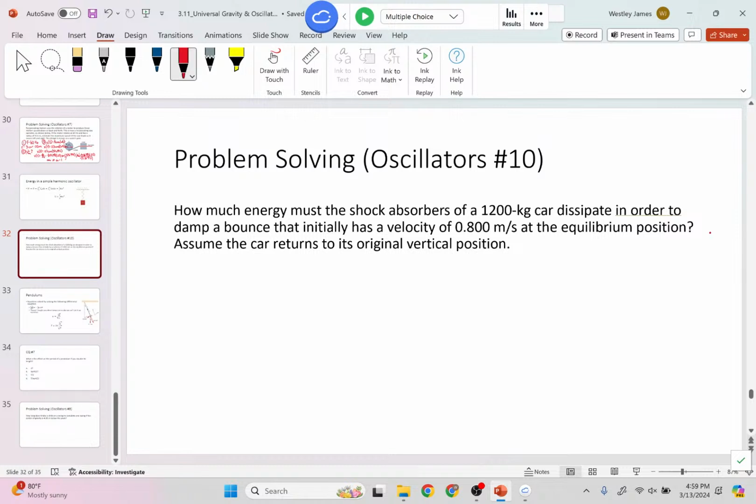That may be one way to solve it, but it's not the way I'm going to recommend. I'd actually have to think through if that works. So let's just write down our givens. 1,200 kilogram car, whatever it's got as mass. We have a velocity at the equilibrium position. So that velocity is 0.8. Let's call that initial velocity.